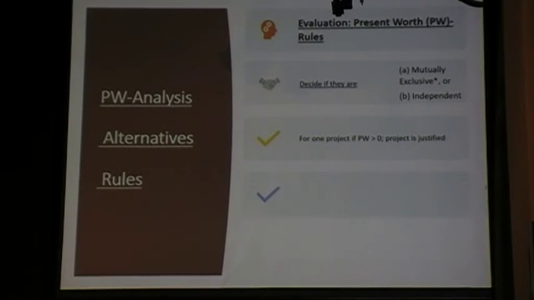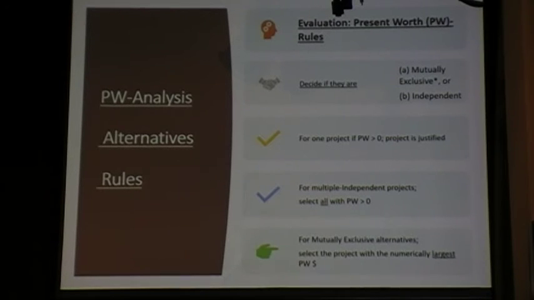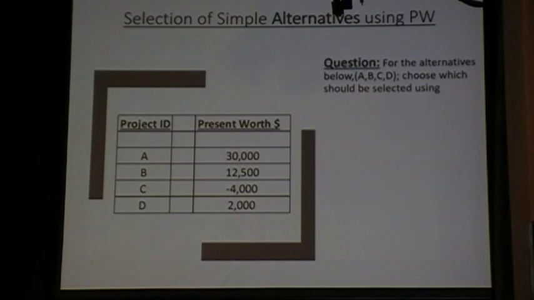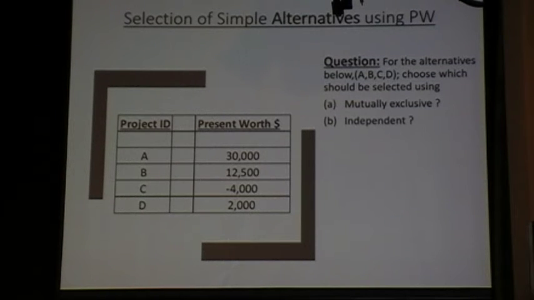So we can also analyze alternatives, looking at alternative A, B, C, D, and try to decide what to do there. We look at it in 2 different ways, mutually exclusive or as an independent project. Here's an example of that. We have 4 projects. Present worth $30,000, 12,500, minus 4,000 and 2,000.